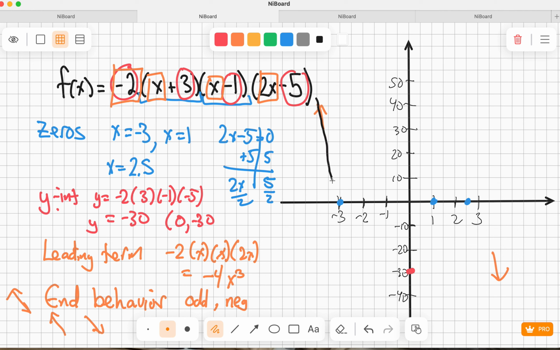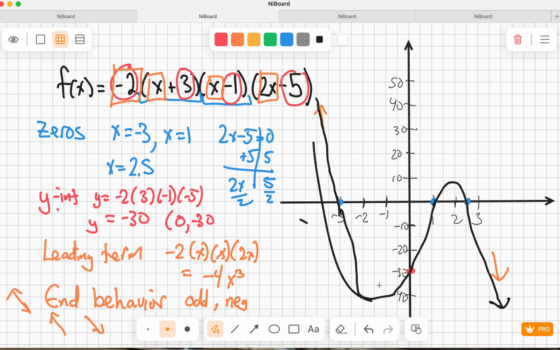I've got to come through 3. I'm going towards the 1 here, so it's going to come down here probably and back up again to go up to 1. It has to come through 2.5, so it's going to come up and come back down again, and now it's going to go through the end behavior going down. Again, this isn't a perfect graph, but it gives us the idea of the basic shape.